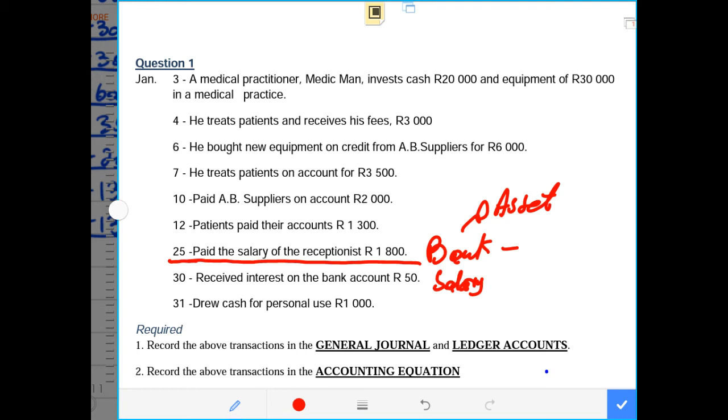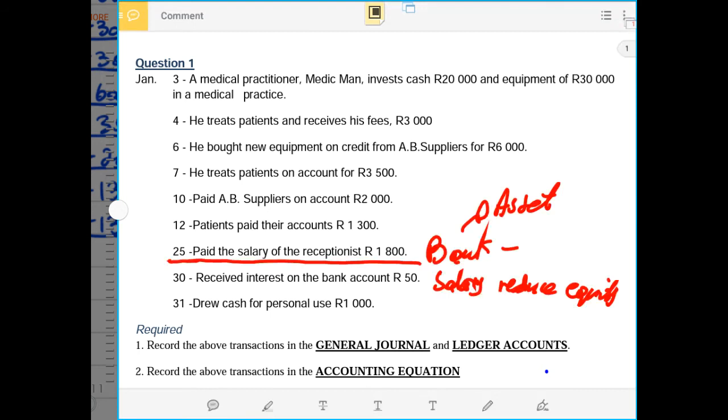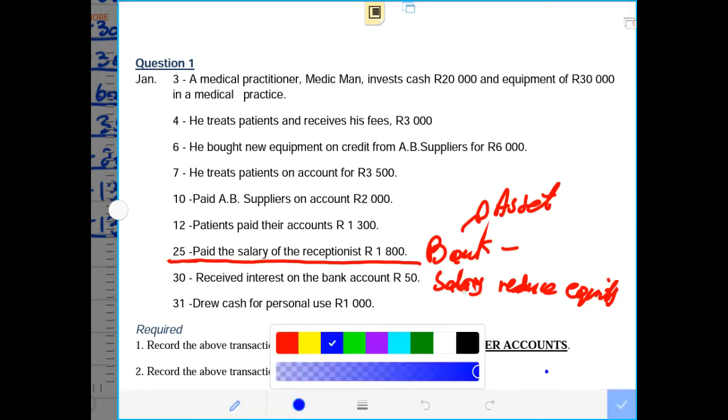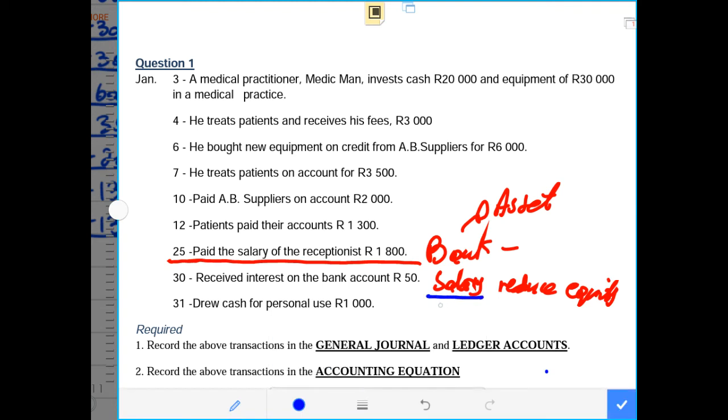Now in this case, take note that salary reduces equity. Or in simple terms, salary is an expense and expenses reduce equity. So now when we record the salary under owner's equity, we will record the salary as a negative amount because salary is an expense and expenses reduce equity.